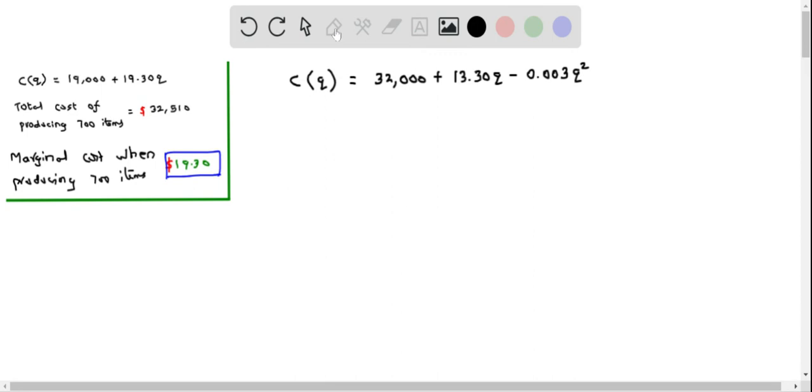We now determine the total cost of producing 300 items for this total cost function. C of Q equals 32,000 plus 13.30 Q minus 0.003 Q squared. So we plug in Q equal to 300 into this total cost function, which gives the total cost of producing 300 items.